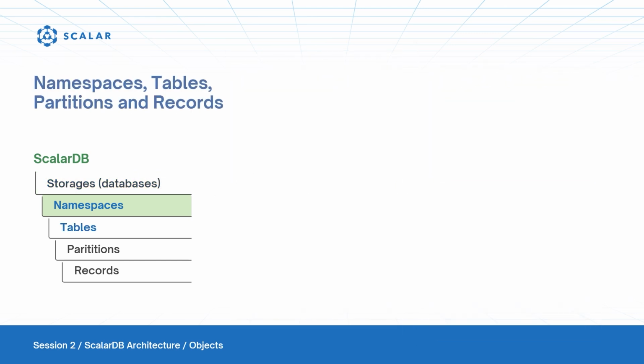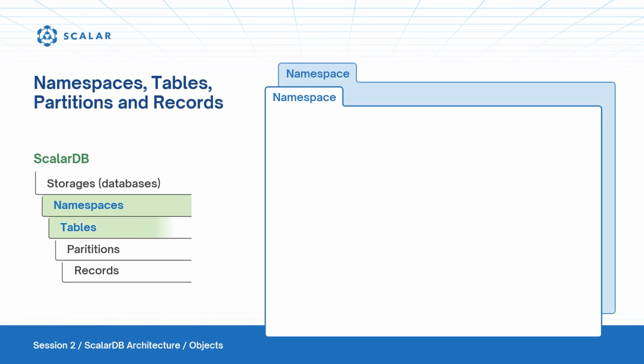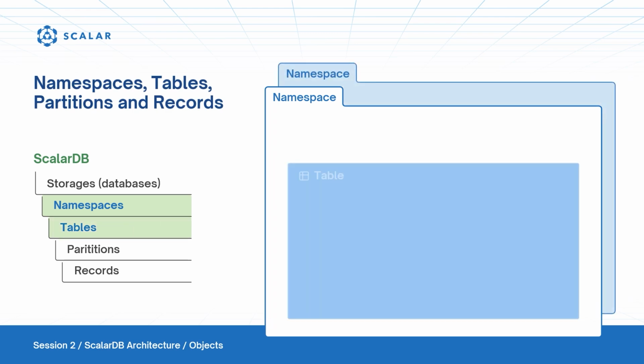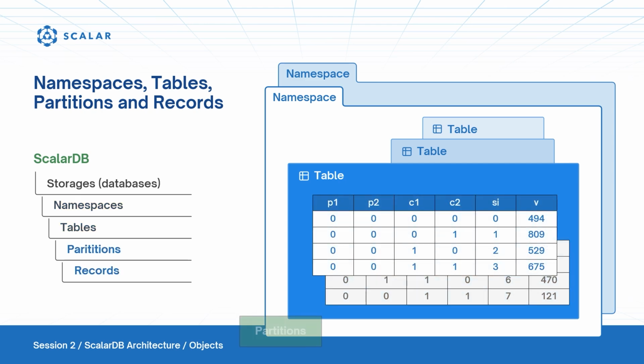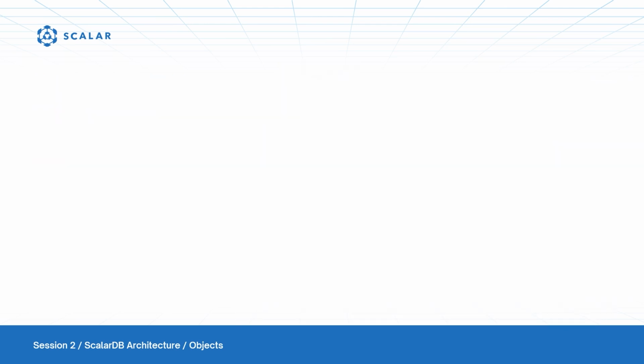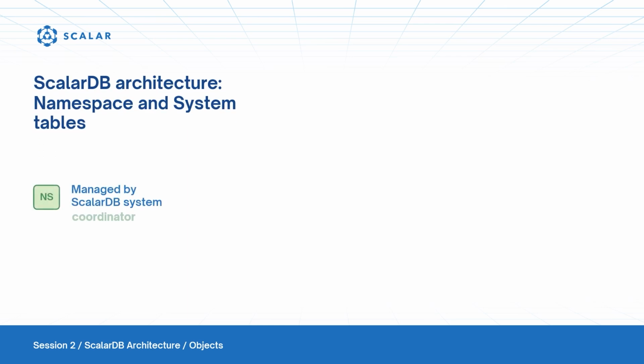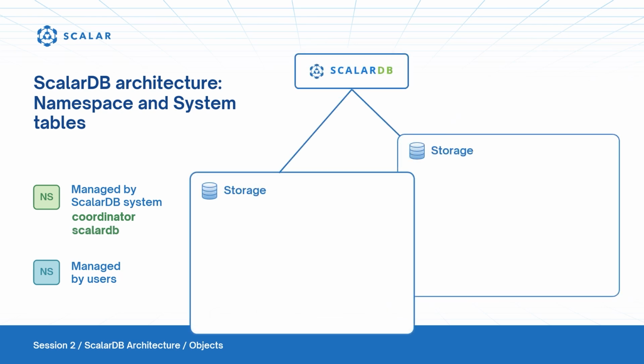Next is the relationship between namespaces and tables. Within one namespace, multiple tables are managed. And within a table, multiple partitions and records are managed. There are two types of namespaces, managed by ScalarDB and managed by users. The coordinator namespace and ScalarDB namespace are managed by the ScalarDB system.